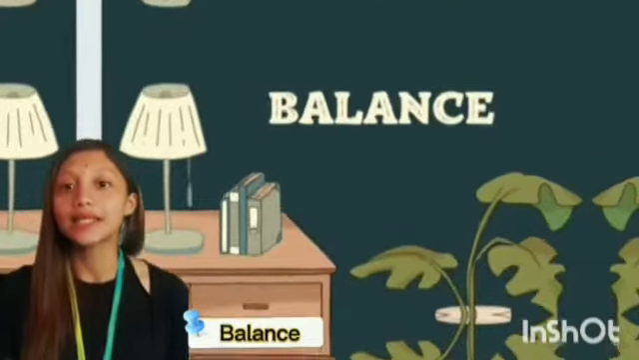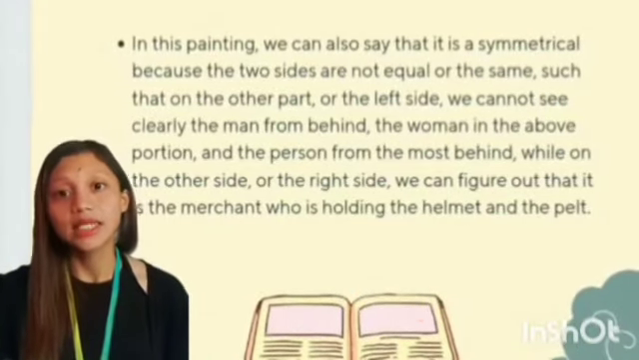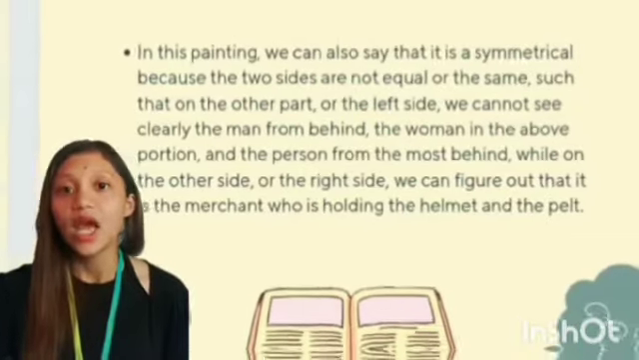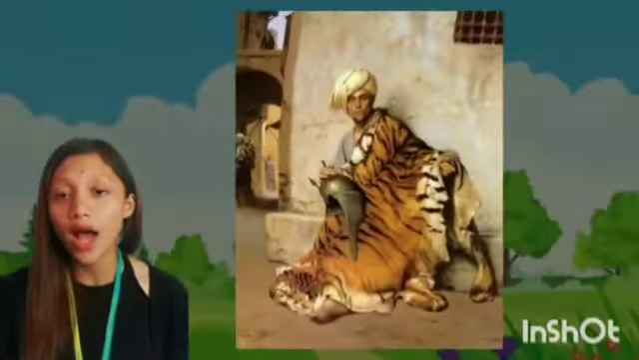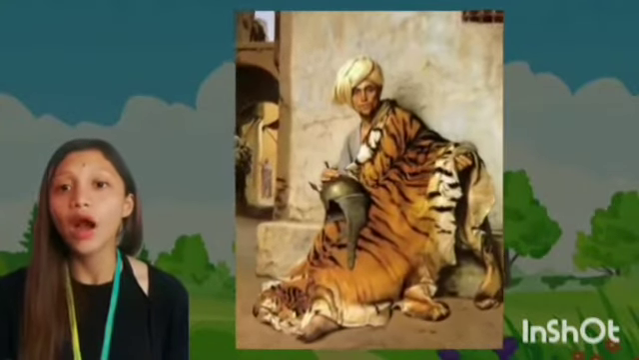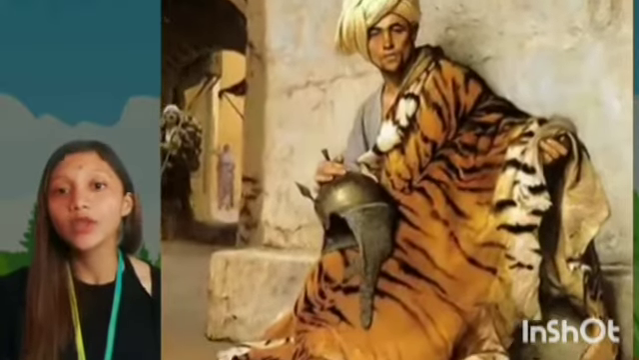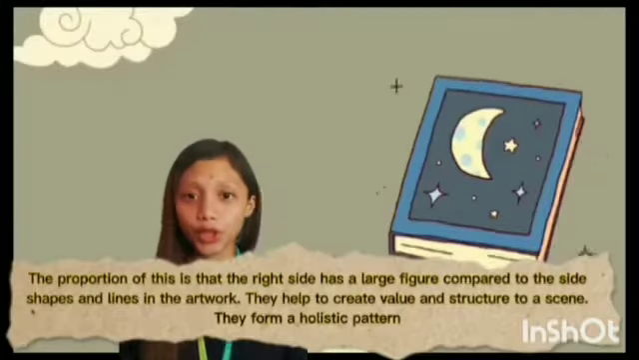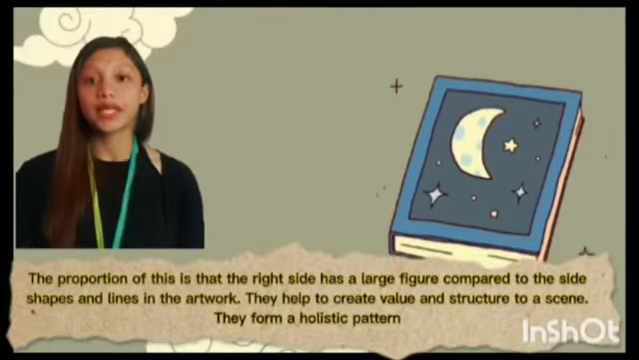So let's go to balance. In this portrait, we will say that it is an asymmetrical balance since the two sides are not elevated to the same level, such that on the other part, or the left side, we cannot see clearly the man from behind, the lady within the over parcel, and the individual from the front, whereas on the other side, or the right side, we are able to figure out that it is the shaper who is holding the head protector and the belt. In proportion, the right side has a large figure compared to the side shapes.